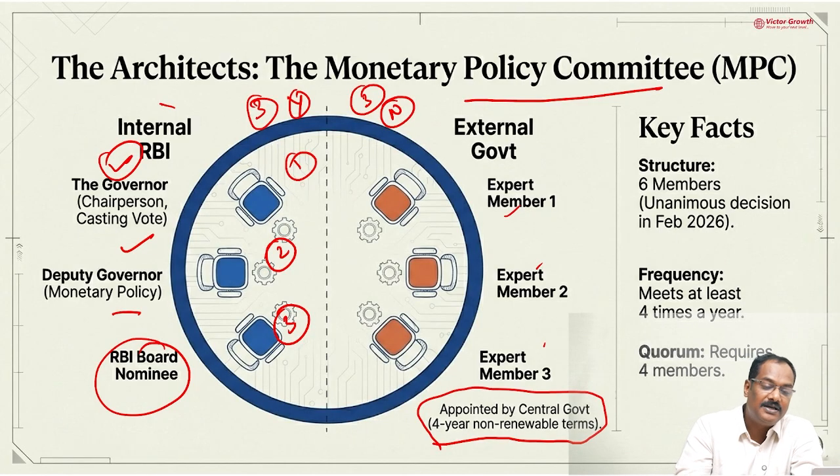Okay, a unanimous decision of the 6 members is very rare. Previous governmental decisions will not be so unanimous, everybody saying yes.